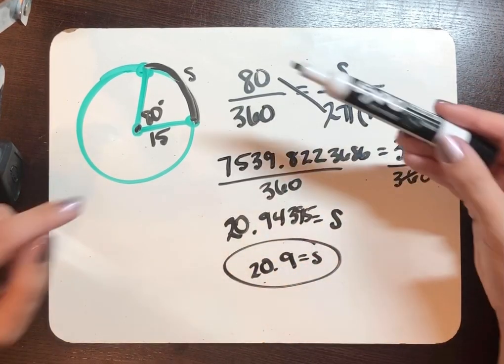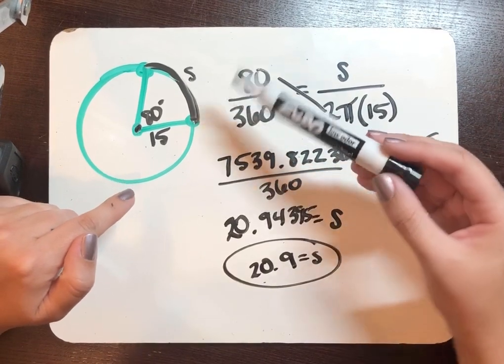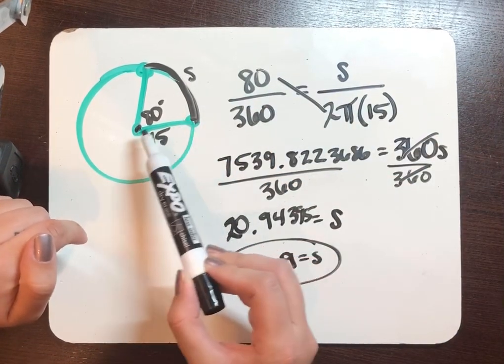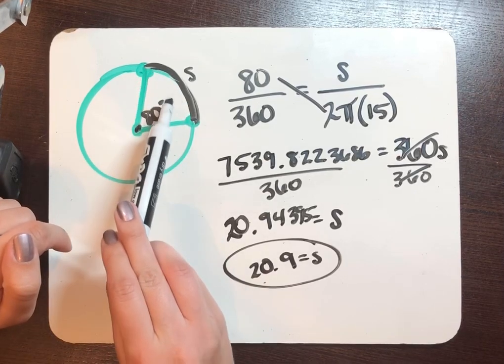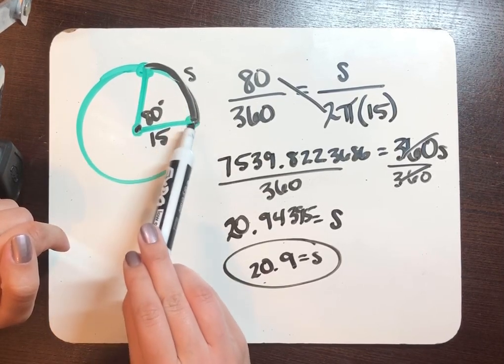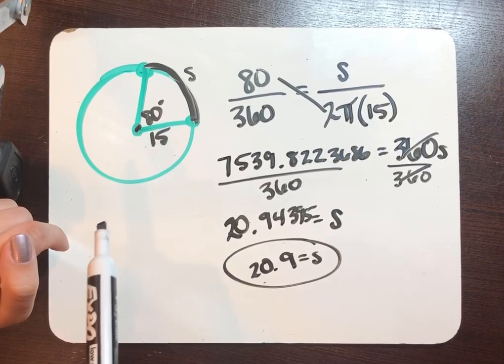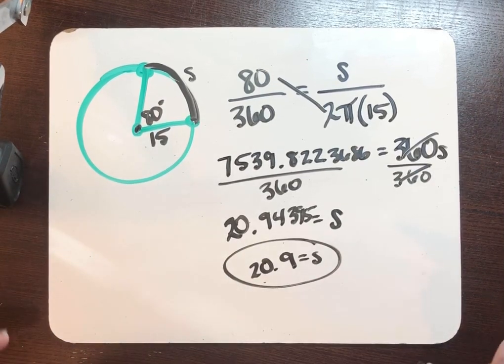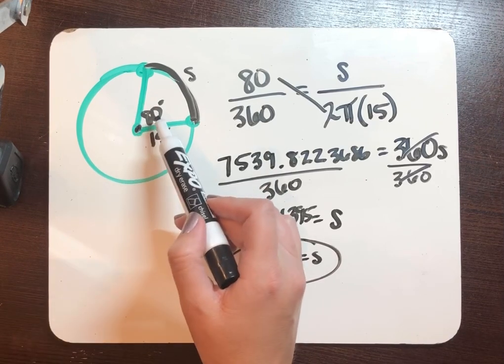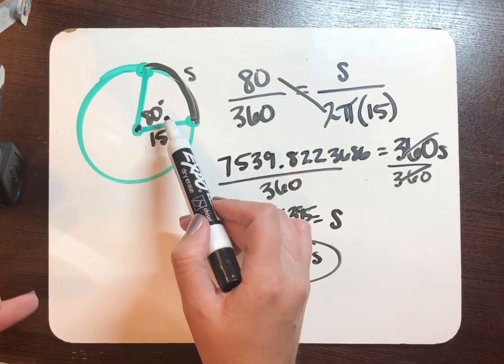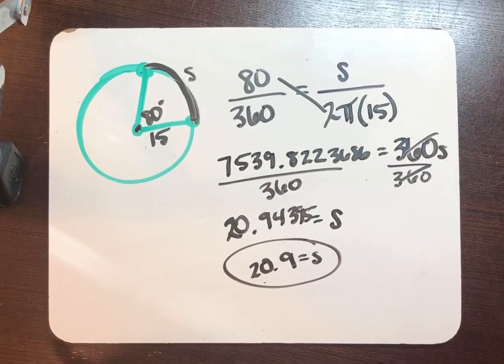Now I want to go back and check and make sure that that seems reasonable. So here the radius, this length here is 15. So if the arc length is 20.9, yeah, that looks right. This arc length should be a little bit longer than the radius, just looking at the picture. If you're drawing a picture yourself, you want to try and make the angle that you create as close to the actual angle as you can so that you can use that visualization to check your work.